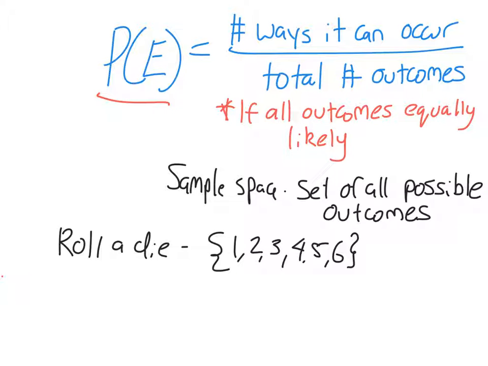So that is the sample space, and that tells us the total number of outcomes. I know you already knew this. If I roll a die, there are 6 outcomes. So if I write this, it means the probability of a 2 occurring.